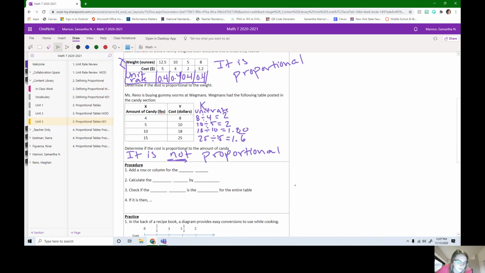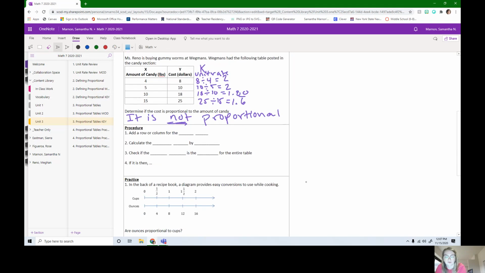So let's fill in some notes. So here's our procedure for when we're using tables to determine if it's proportional. So we're going to add a row or column for the unit rate. I'm going to make it bold and purple so we can see that's what I'm filling in. So it wants us to calculate. We're going to calculate the unit rate. And we always do that by dividing.